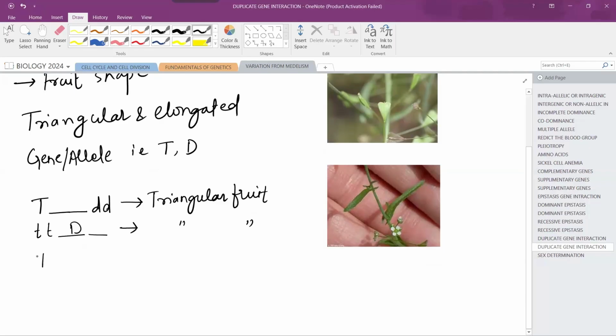Again, with a combination of capital D with either a dominant or recessive allele, there is no modification or change in the fruit shape. You will again get a triangular fruit. Only if there is this condition will you get the elongated type.